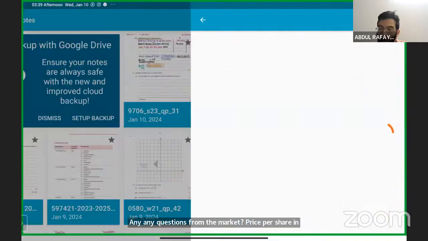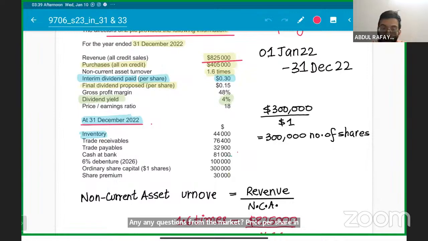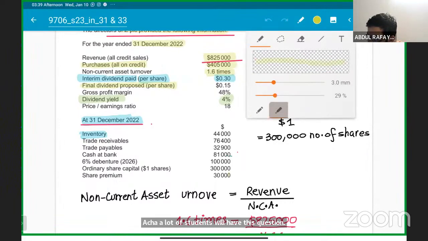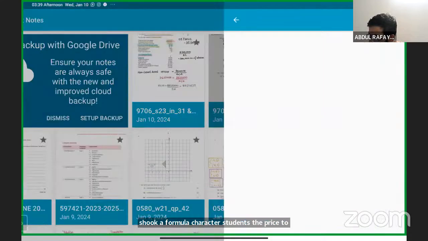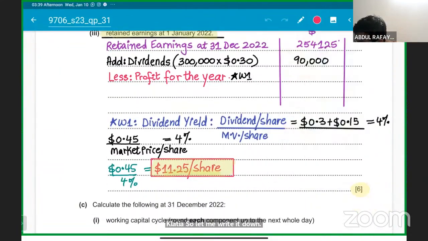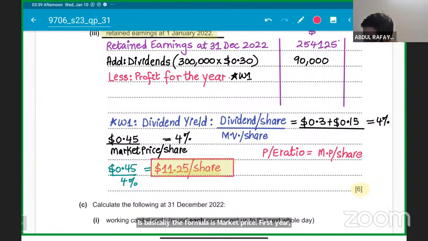Then students need to understand. A lot of students will have this question: sir, why did you use the dividend yield first? Why didn't you use the price to earnings ratio first? Now the reason will become clear. What is the formula for the price to earnings ratio? Let me write it down. It is market price per share divided by EPS, earnings per share.